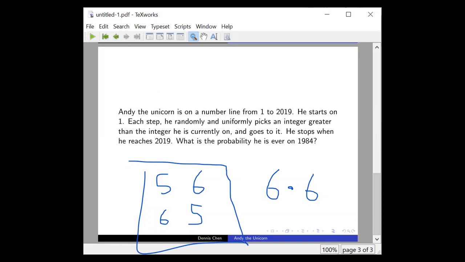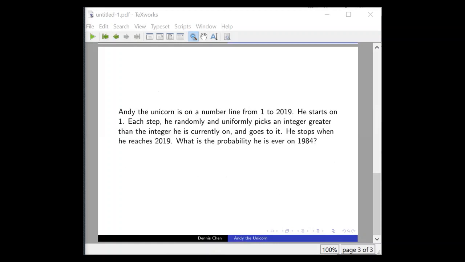So here is the zinger. Here is the problem. Andy the Unicorn is on a number line from 1 to 2019. He starts on 1. And each step, he randomly and uniformly picks an integer greater than the integer he is currently on and goes to it. And he stops when he reaches 2019. So what's the probability he ever reaches 1984? Sorry. Anyway.